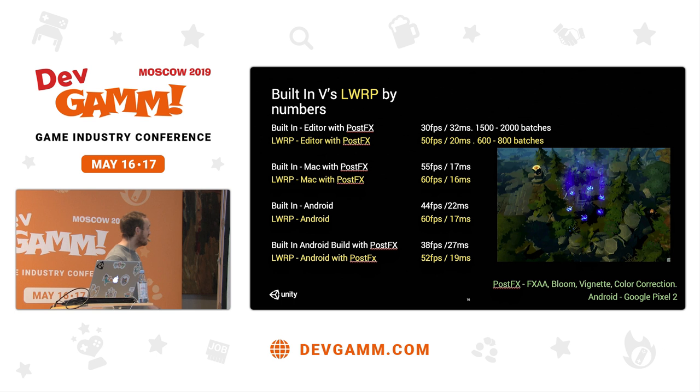And we can see when it's built on Android. So this is built on my Google Pixel 2. It's around about 44 frames a second. In lightweight, solid 60. And again, this is no tweaking. This is just me doing exactly what we did there, going from a standard project across to the lightweight render pipeline. And with Post Effects turned on, with FXAA, bloom, vignette, and color correction, again, from 38 FPS to 52.